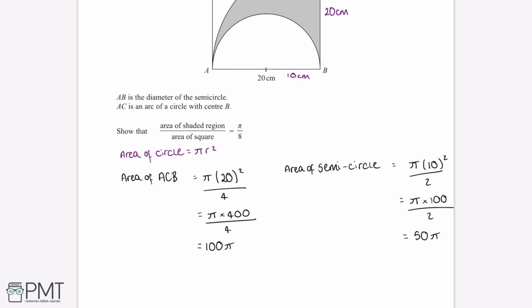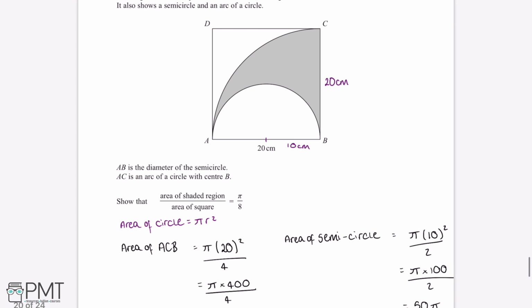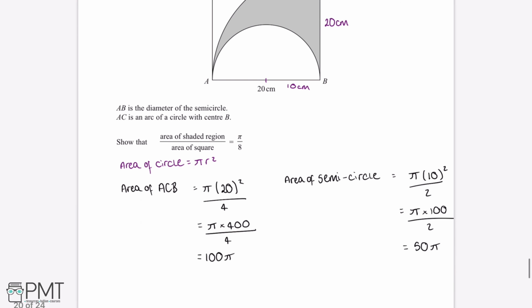So now if we look back at the diagram, we've worked out the full area of this quarter circle, and we've worked out the area of this semicircle. So the area of the shaded region will be 100 pi, minus 50 pi. And 100 pi minus 50 pi is equal to 50 pi.